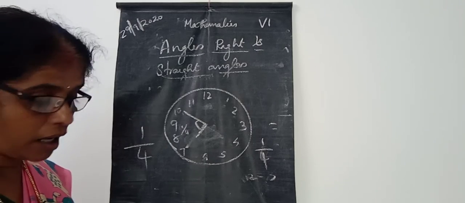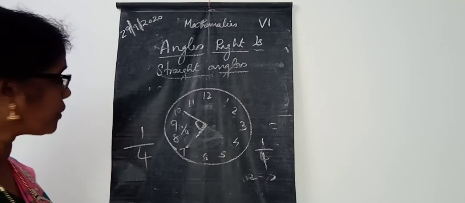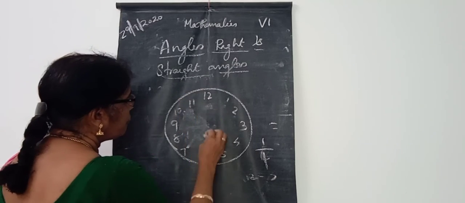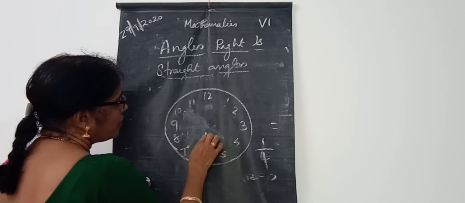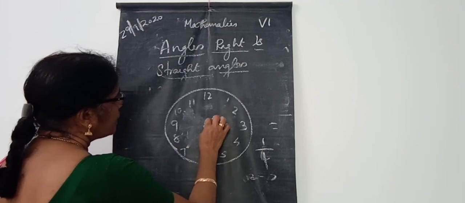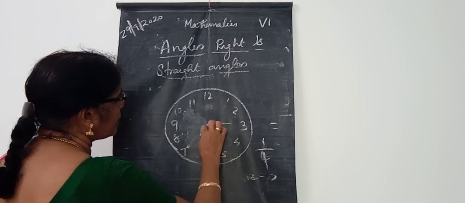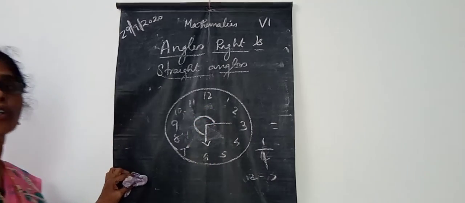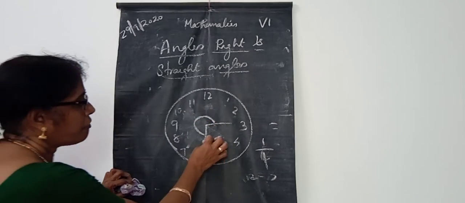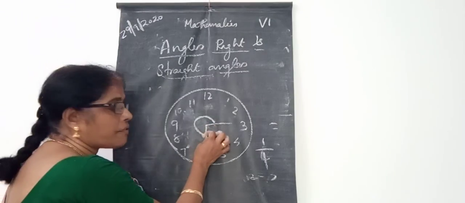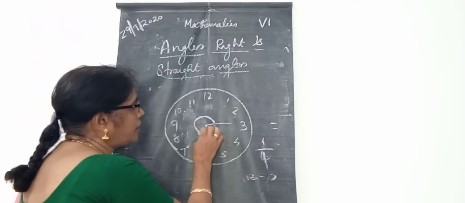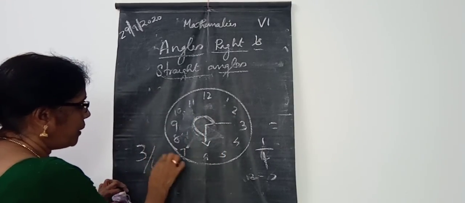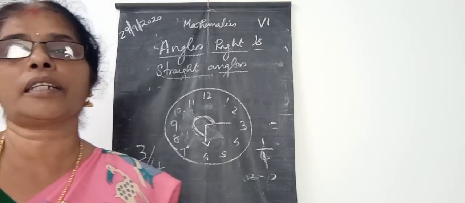And next, 6 to 3. Look here, all of you. 6 to 3 means turning from 6 to 3, going from here to here. So this one is the 3 by 4th portion. Starting from 6, 6 to 3 means 3/4 portion. The fraction is 3 by 4.